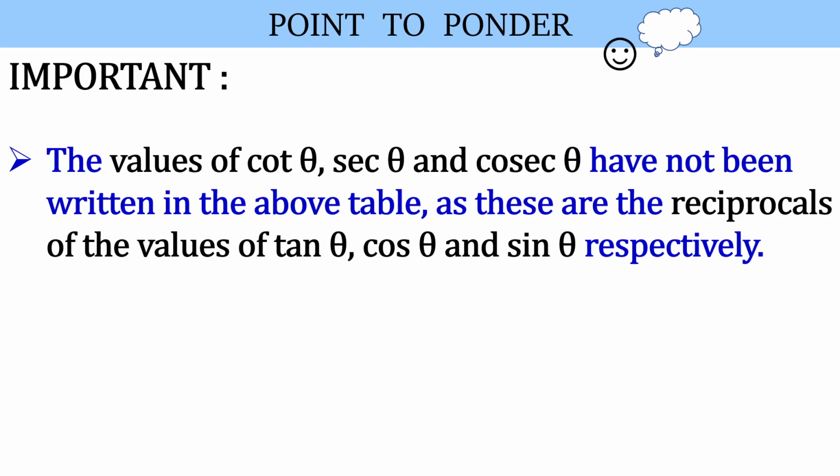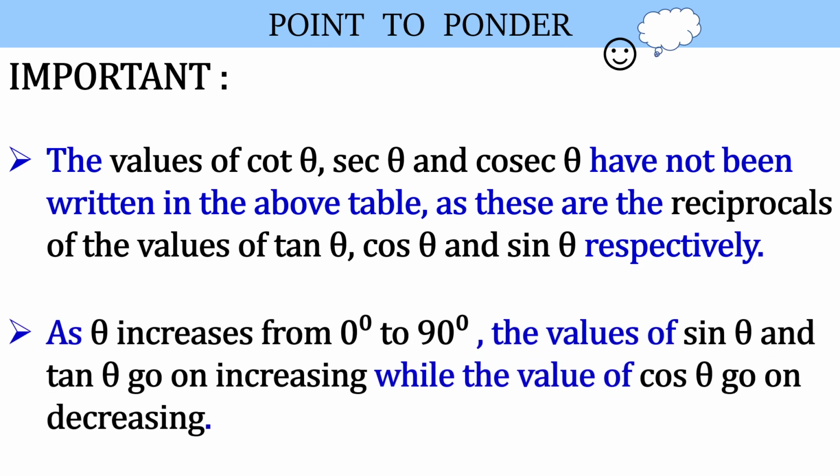If I know the value of cos theta, I know the value of sec theta, and if I know the value of sin theta, I have the value of cosec theta. The next thing, this we also observed: as the value of theta increases from 0 to 90 degrees, the values of sine and tan keep on increasing, whereas the only value which goes on decreasing is cos. So you have to remember this point.